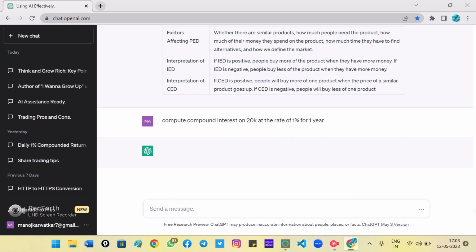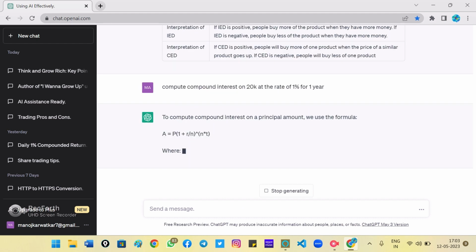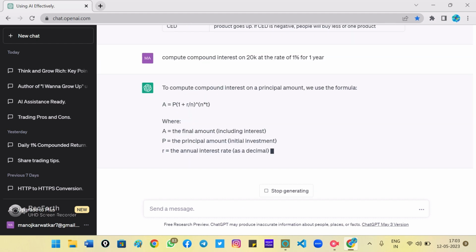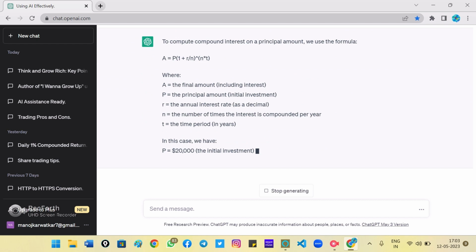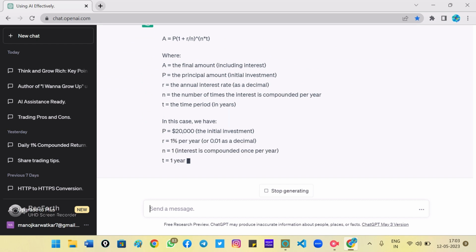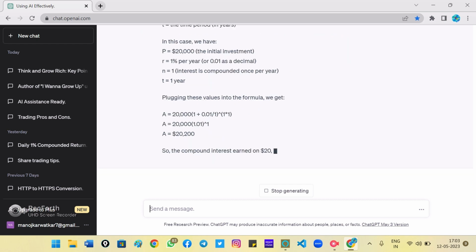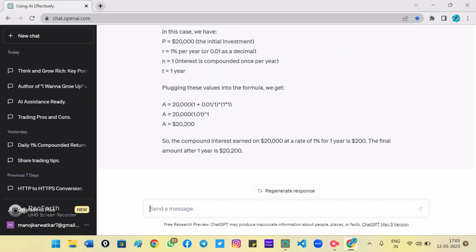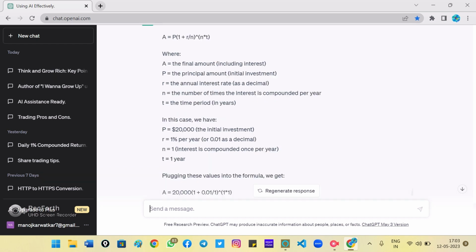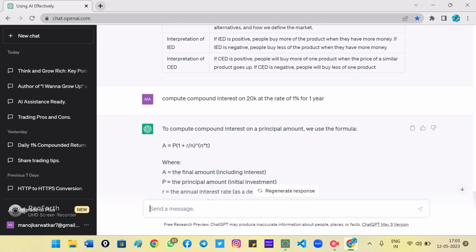Okay, what happened? It is computing the formula. See, keep note that I asked it for 1 year only. So in 1 year, 20,000 turns into 20,200 rupees. See, 1 year here. Now no need to put this message again. Just from that point I will ask another question for 5 years.